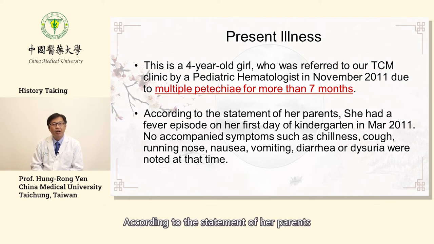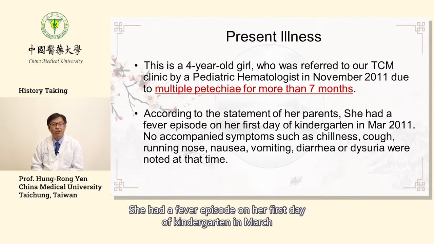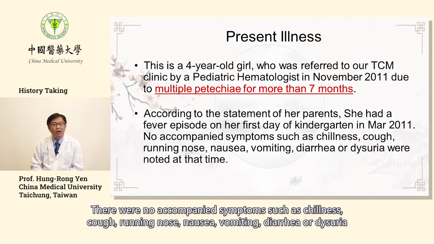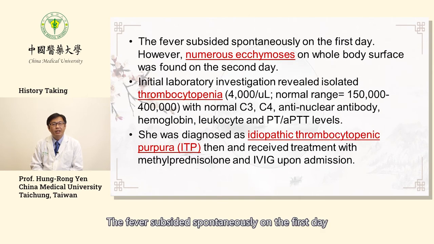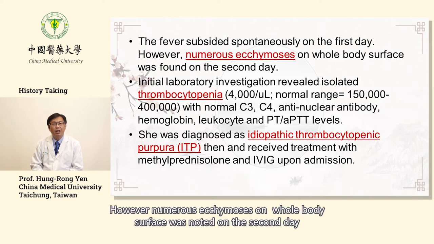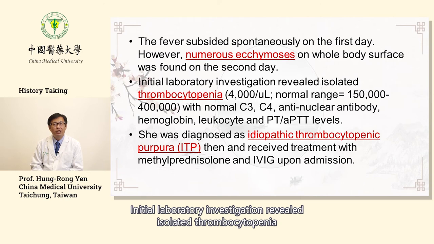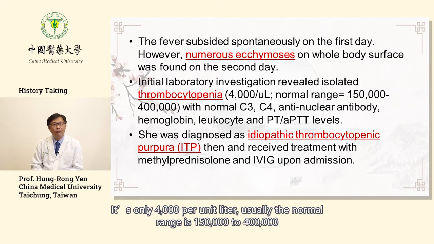So according to the statement of her parents, she had a fever episode on her first day of kindergarten in March, and there were no accompanying symptoms such as chillness, cough, runny nose, nausea, vomiting, diarrhea, or dysuria. So the fever subsided spontaneously on the first day. However, numerous ecchymoses on the whole body surface were noted on the second day. So the initial laboratory investigation revealed isolated thrombocytopenia. So it's only 4,000 per microliter.